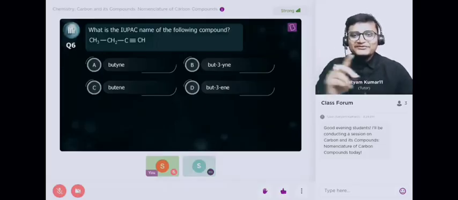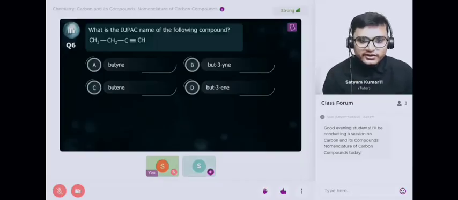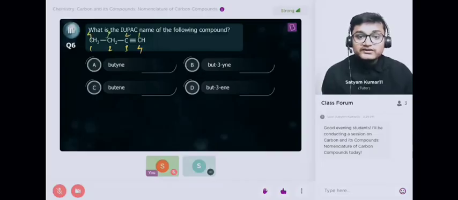The mistake you are making is that you are not numbering it rightly. Maine aapko kya bola tha? So you have to number in such a way that the unsaturation will get the lowest number. So if you start numbering from here, 1, 2, 3, 4, the carbon-carbon triple bond is present at the third carbon. If you number from this side, can you see it is going to be 1, 2, 3, 4. So at the very first carbon, we have this carbon-carbon triple bond. So this is not the correct numbering. This is the correct numbering.